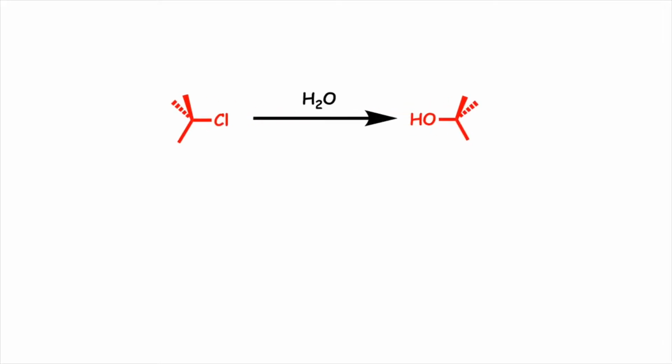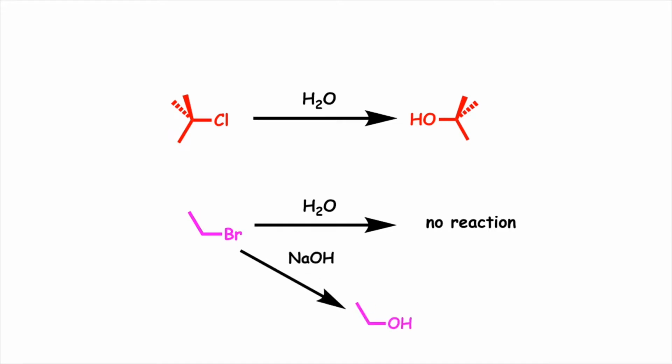If we shake some tertiary alkyl halide, for example tertiary butyl chloride, with water, we will get tertiary butanol. But can the same thing occur when we add water to a primary alkyl halide? No, the reaction will not occur. But we can achieve the goal by adding sodium hydroxide. So when we add sodium hydroxide to the primary alkyl bromide, we will get the alcohol product.